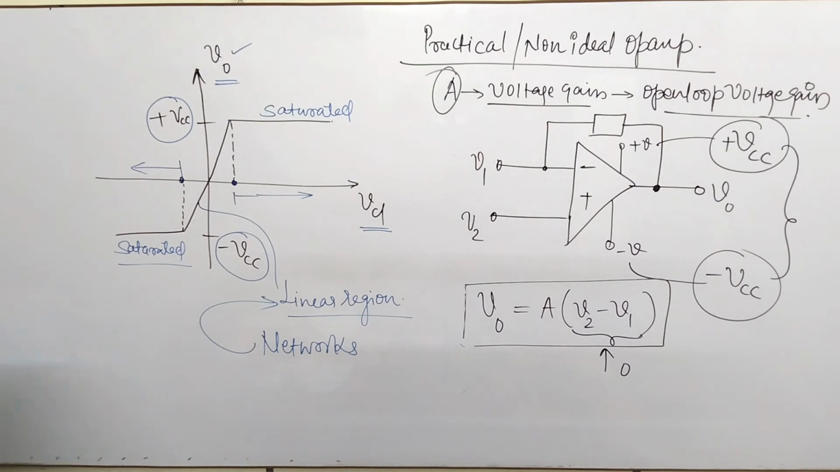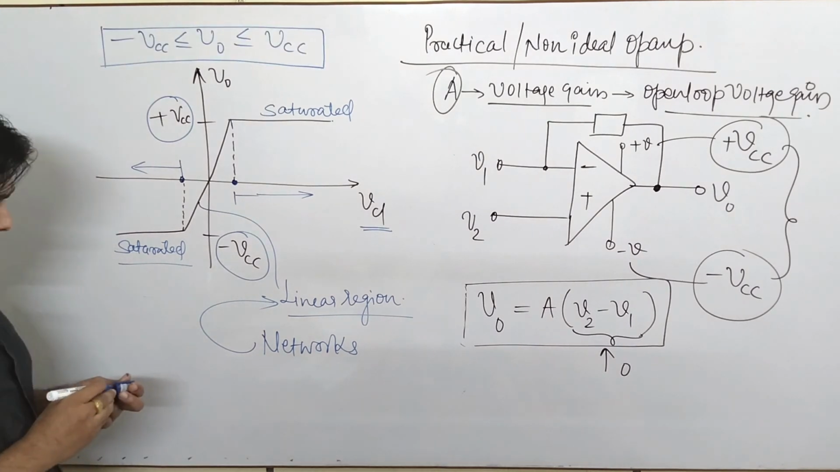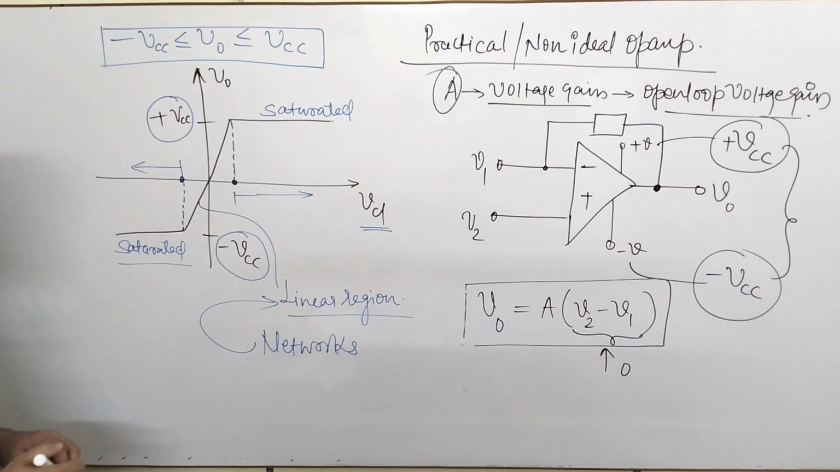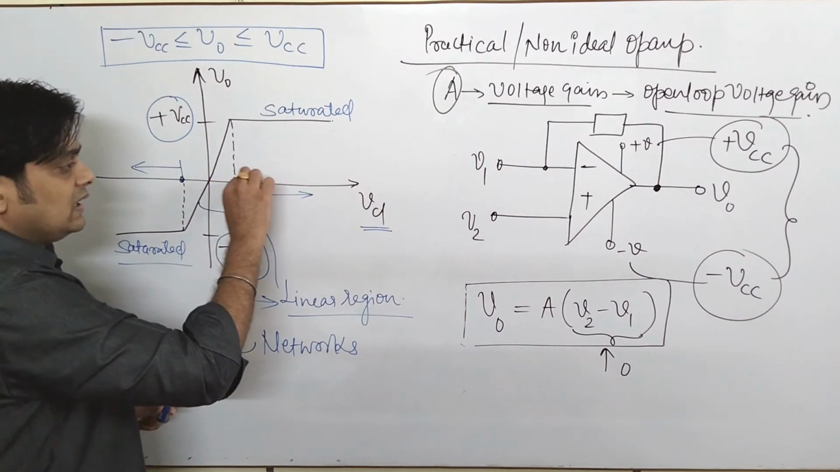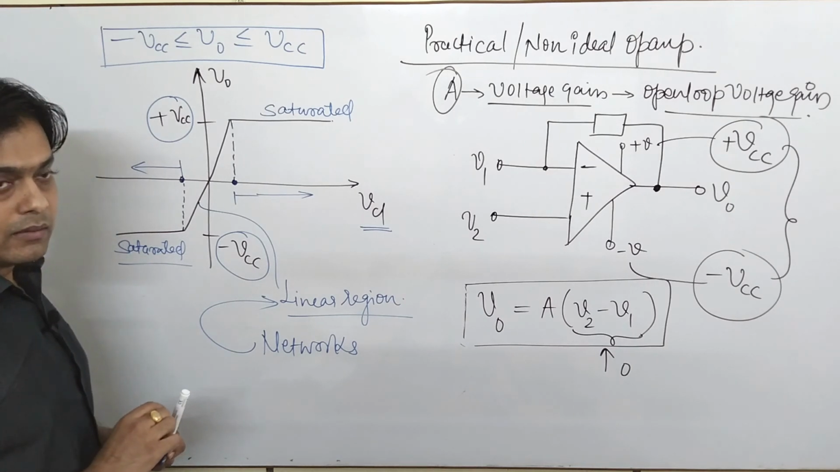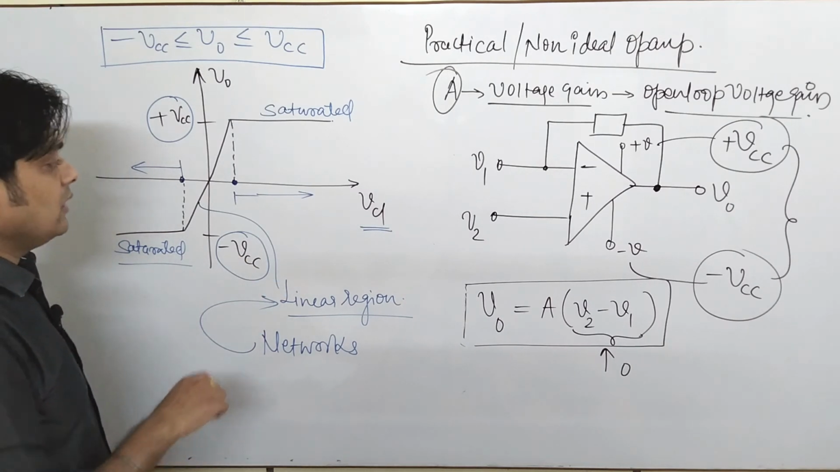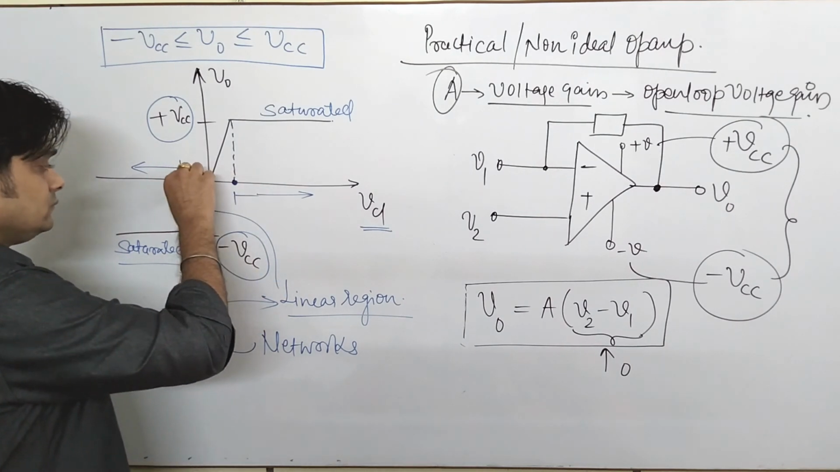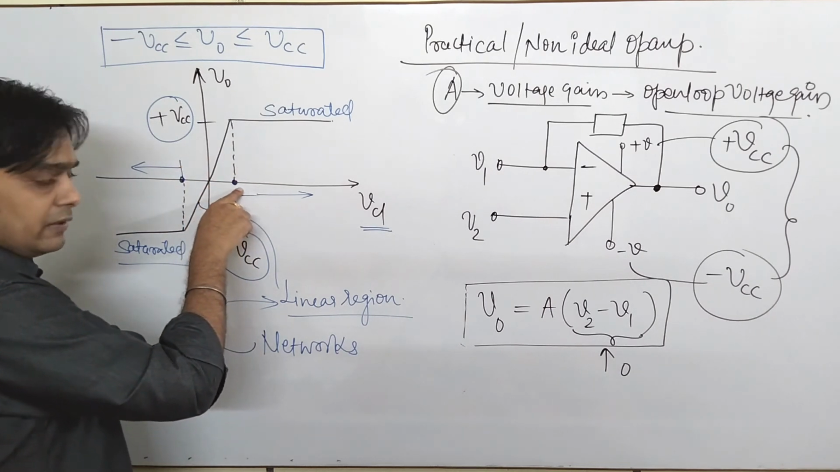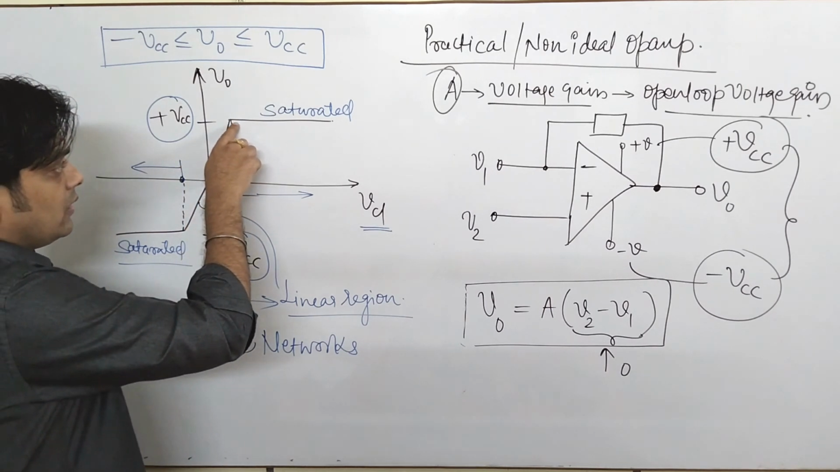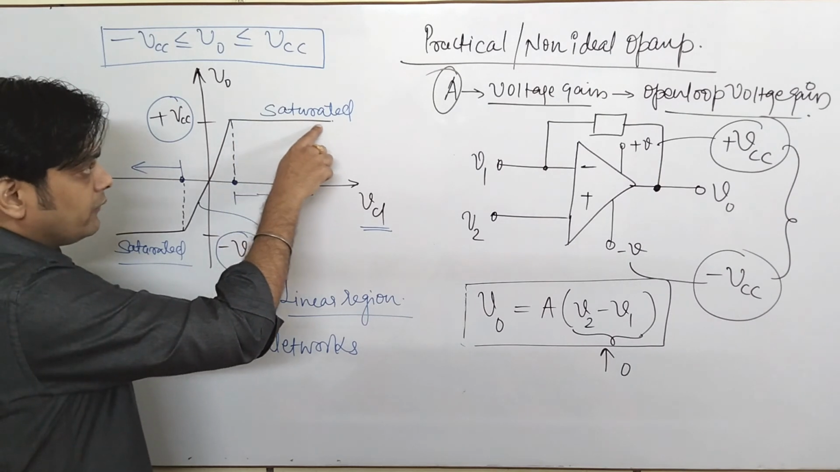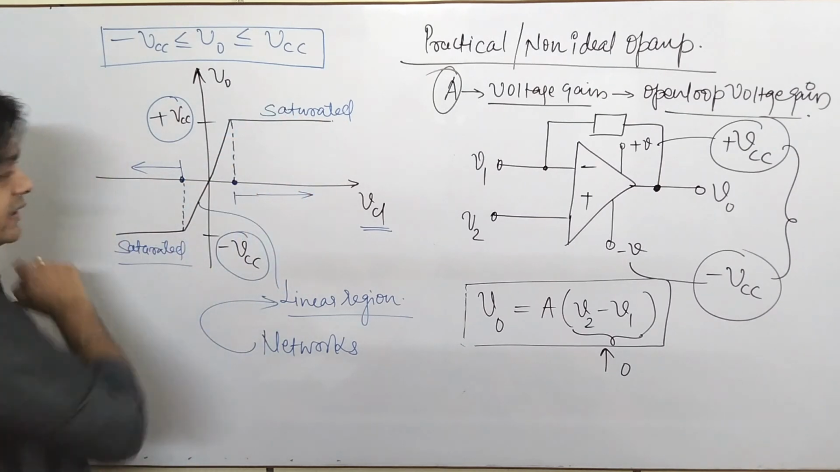So this is one more important condition. From here we understand that the value of V0 is restricted between minus VCC and plus VCC. So from here you understand that if you increase the value of VD with respect to your open loop gain, after a fixed value of differential voltage VD, the output of an op-amp will become saturated.